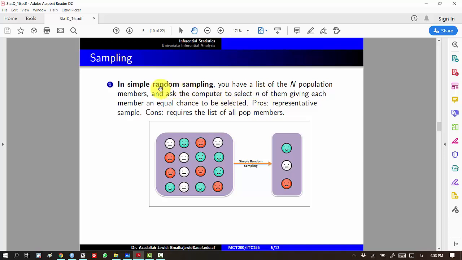The benefit of simple random sampling is that it draws a representative sample. The drawback is that it requires the list of all population members. For example, in this figure, as you can see, we have the whole population here, and we ask the computer to draw a sample from this population for us. What the computer does is give all members in this population an equal chance to be selected, and then draw a sample.